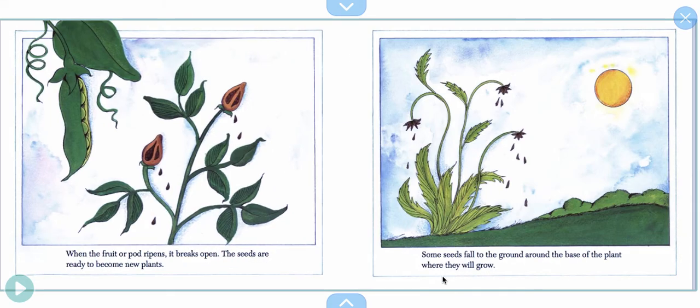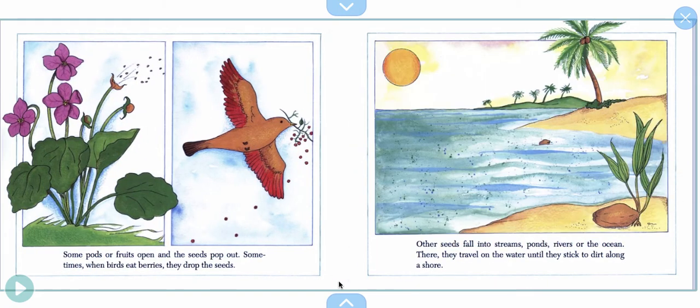When the fruit or the pod ripens, it breaks open and the seeds are ready to become new plants. Some seeds fall to the ground around the base of the plant where they will grow. Some pods or fruits open up and the seeds pop out. Sometimes when birds eat berries, they drop the seeds. Other seeds fall into streams, ponds, rivers, or the ocean. There they travel on the water until they stick to dirt along a shore.